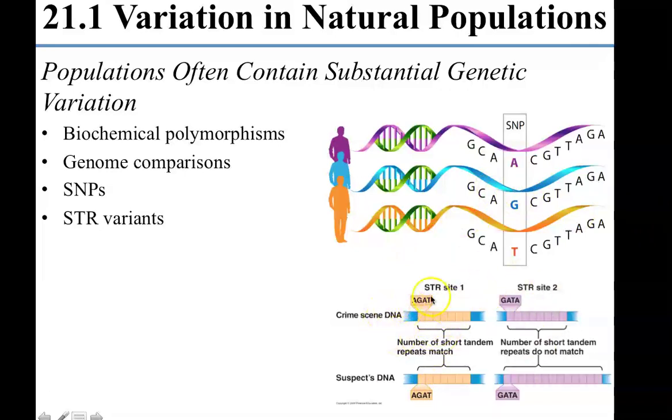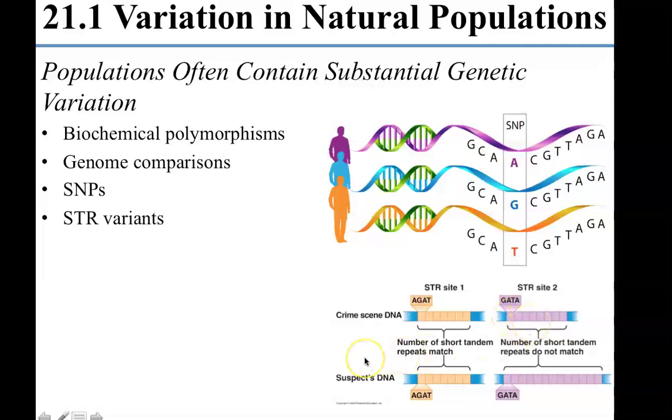Here we've got crime scene DNA, and they went to two different sites, and they're looking at the short tandem repeats at these two sites. At site 1, the crime scene DNA is AGAT over and over. So this would be AGAT, AGAT, AGAT, AGAT, and at site 2 it would be GATA, GATA, GATA, GATA over and over.